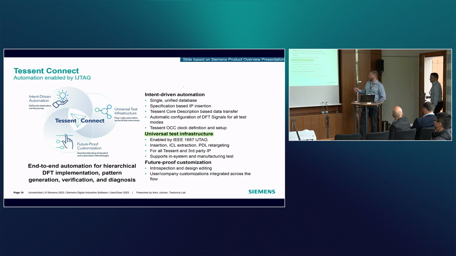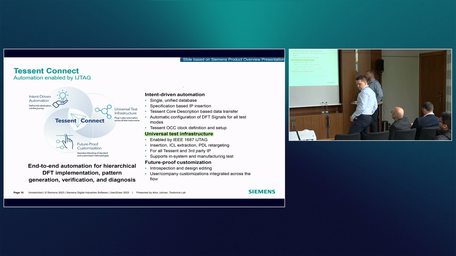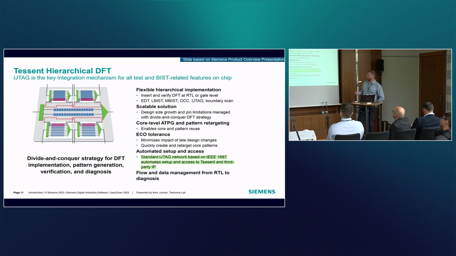IJTAG also enables the fusion of different use cases and technologies, the fusion of the instrumentation. Basically everything you need to do around your IC would be actually connected using 1687. IJTAG is also a way to control built-in self-test and scan chains for all applications like embedded deterministic test, logic-based, memory-based, and so on and so forth.